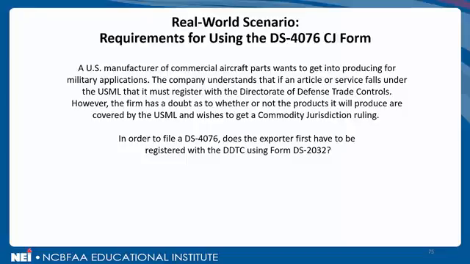In order to file a DS4076, does the exporter first have to be registered with the DDTC using form DS2032, which is what we just looked at? Lots of numbers and alphabet soup here, so we have to keep things clear. The commodity jurisdiction form is 4076. That registration form is 2032. The question is, does the exporter first have to be registered with the DDTC in order to even ask for commodity jurisdiction? Let's think about this for a moment and we'll pop up the answer.